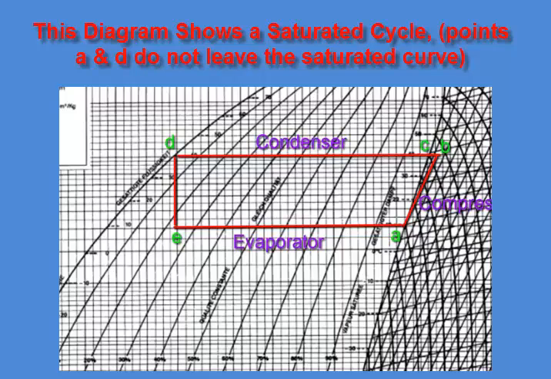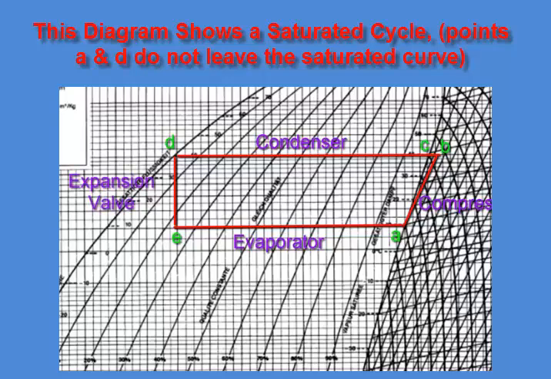Note that point B is in the superheated region, so to go from B to C, you first discharge the superheat, and then from C to D is all the heat that is discharged in the condenser. And quite often the heat discharged for the condenser is considered to be from B to D.